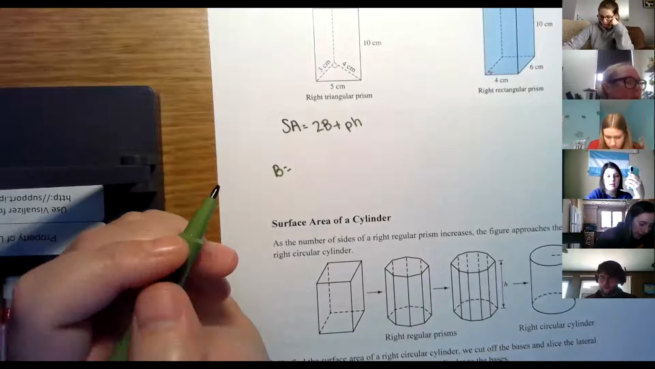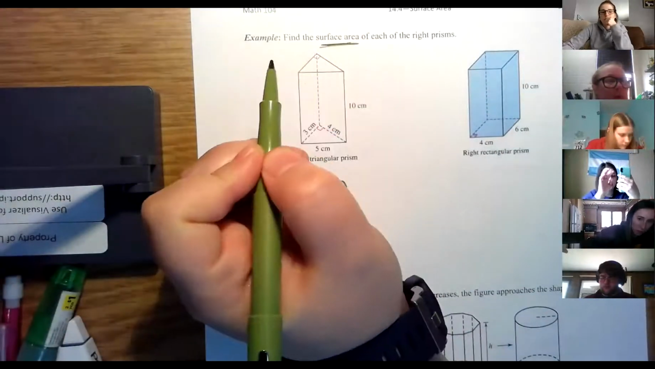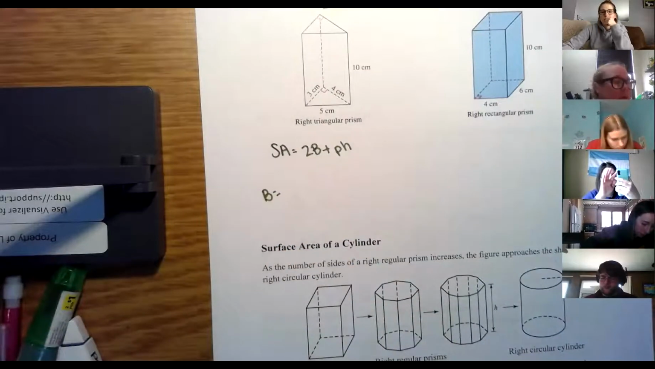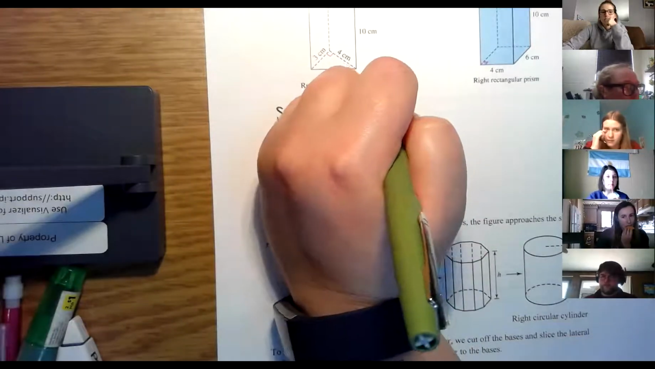We need the base because we want the total surface area, right? We don't want the lateral surface area. We want the surface area. So what do you do? You just take your centimeters and add them together?